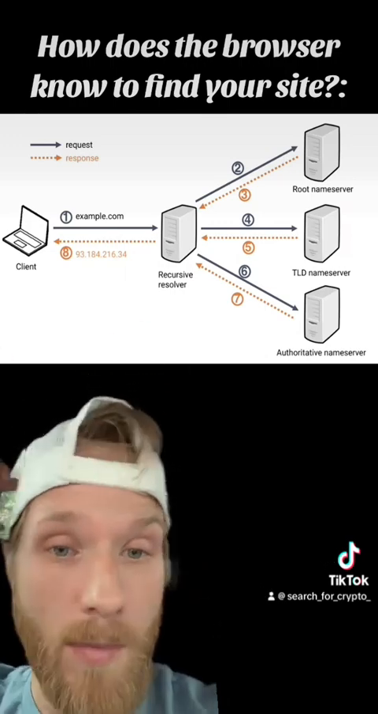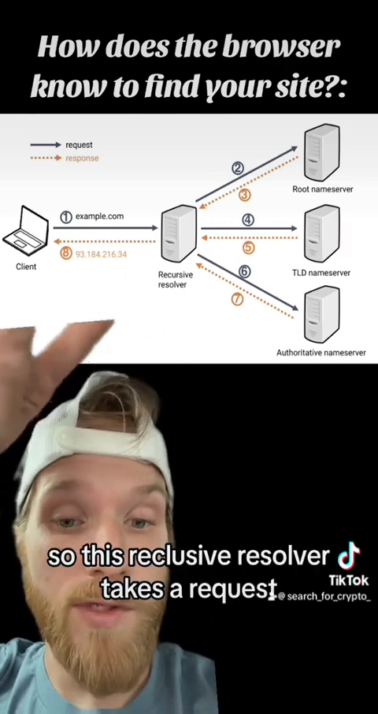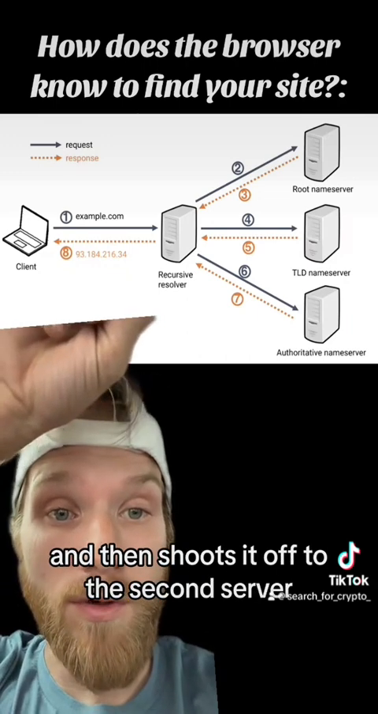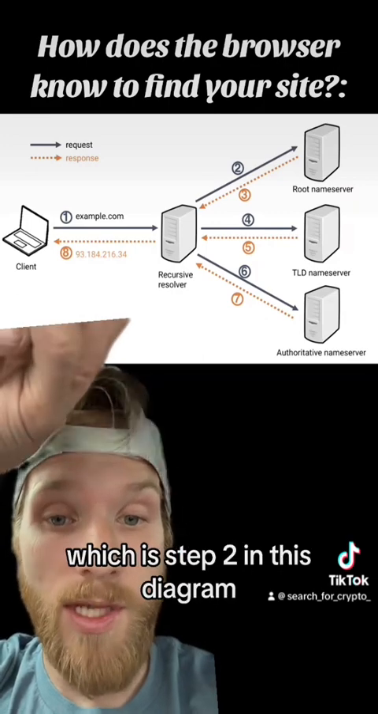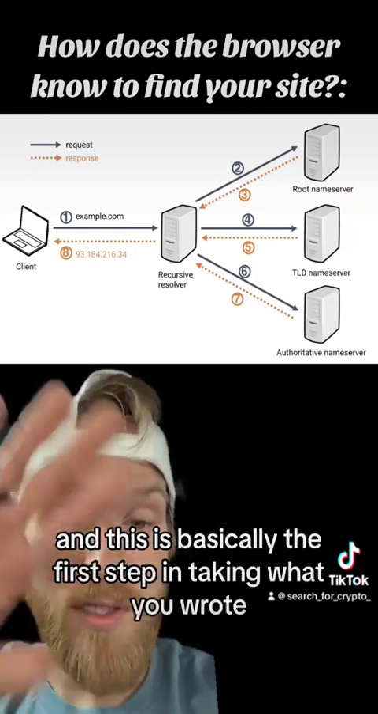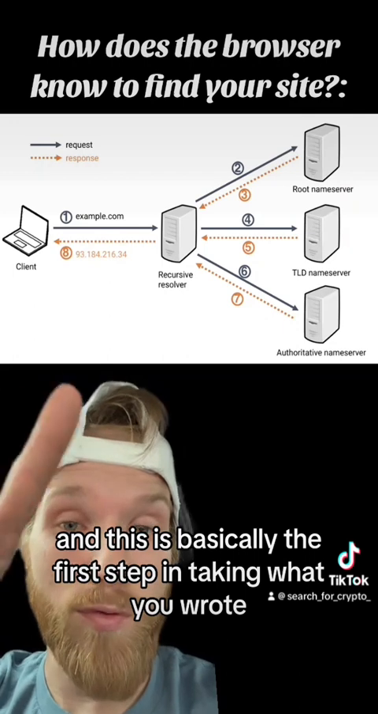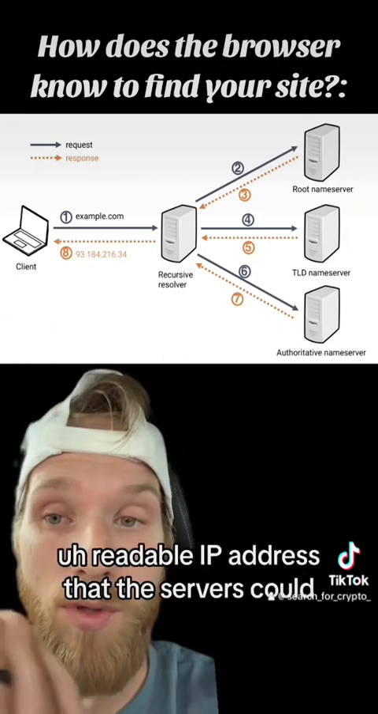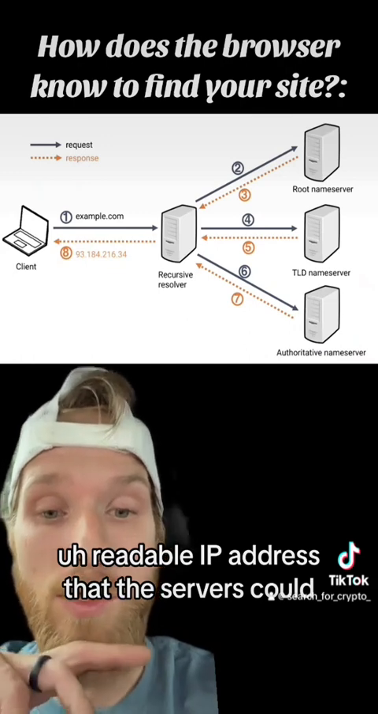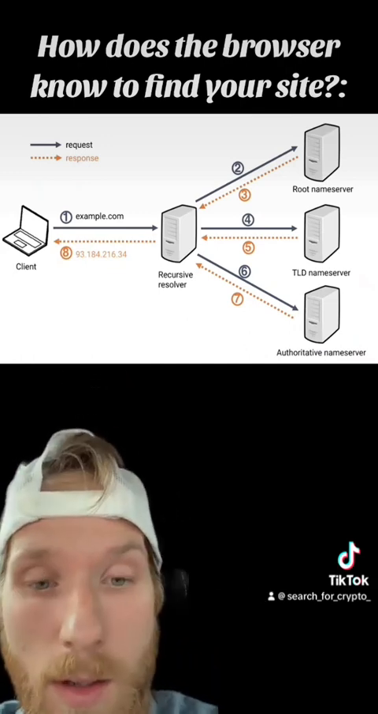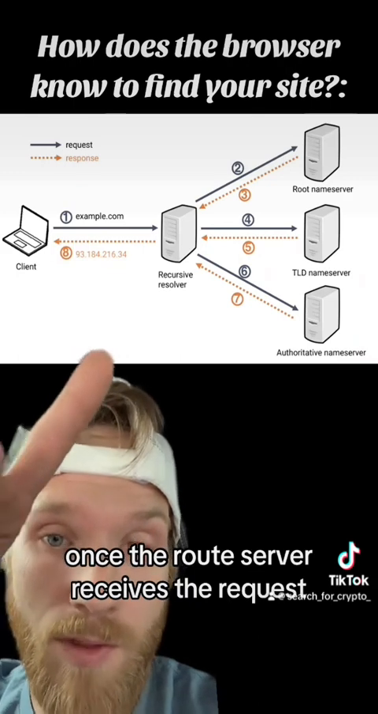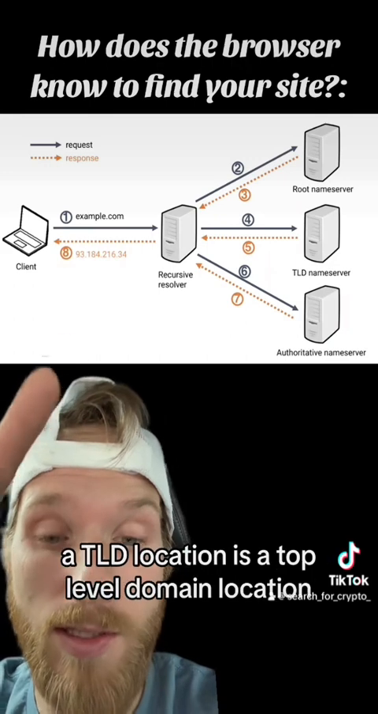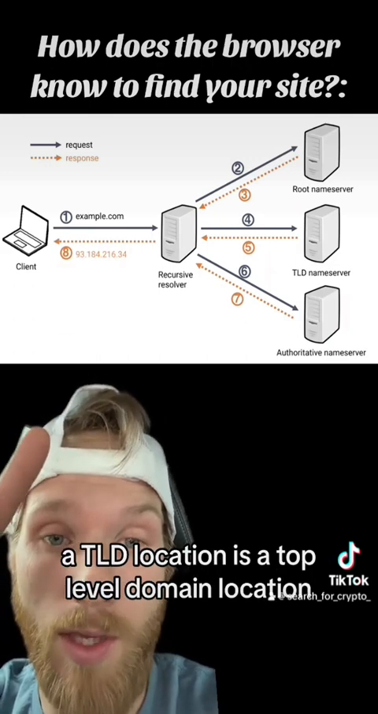So this recursive resolver takes your request and then shoots it off to the second server called the root name server, which is step 2 in this diagram. And this is basically the first step in taking what you wrote, that example.com, and translating it to a readable IP address that the servers could use to find your site. Once the root server receives the request, it'll shoot back a possible TLD location, okay? A TLD location is a top-level domain location, okay?